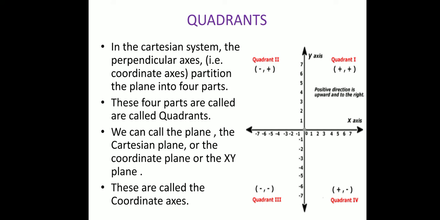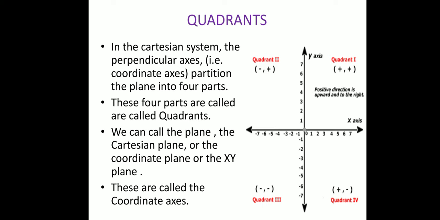As you all know, if a point is in the first quadrant, then the point will be in the form positive, positive, since the first quadrant is enclosed by the positive x-axis and the positive y-axis. Now coming to next, if a point is in the second quadrant, then the point will be in the form of negative and then positive, since the second quadrant is enclosed by the negative x-axis and the positive y-axis.